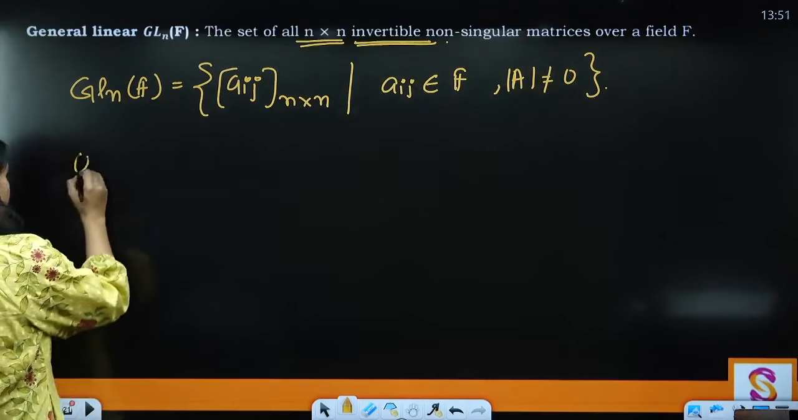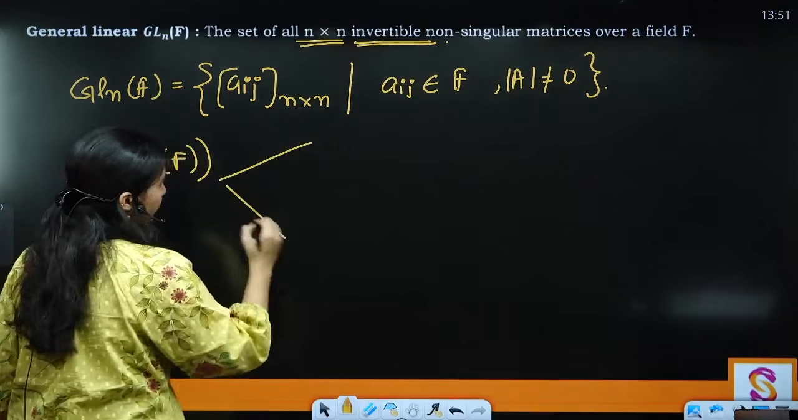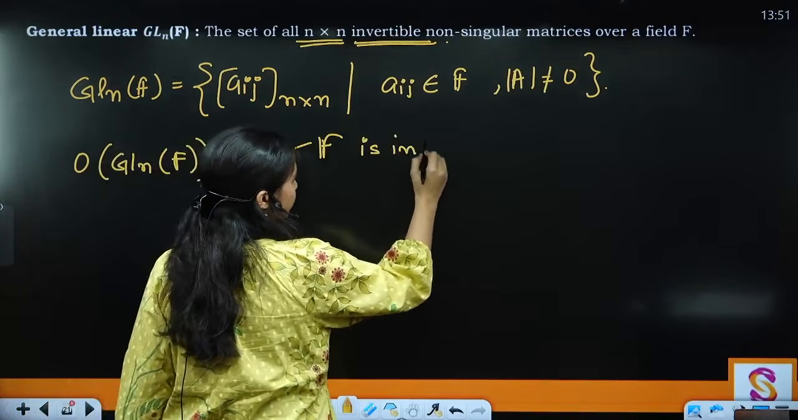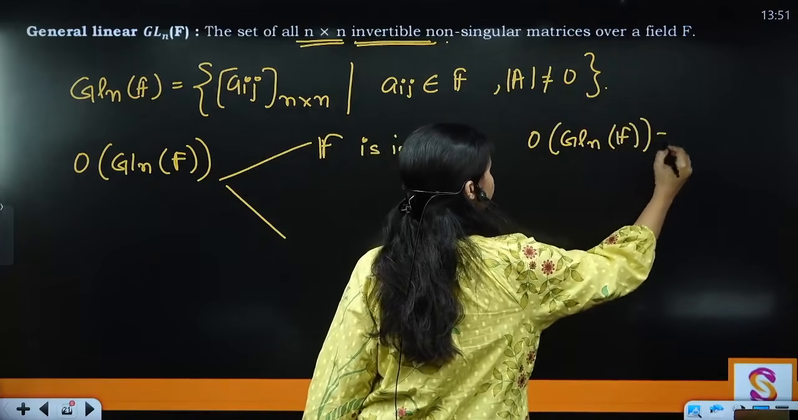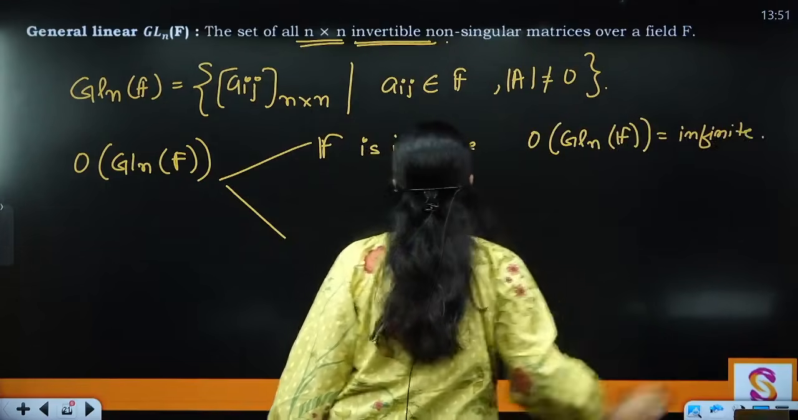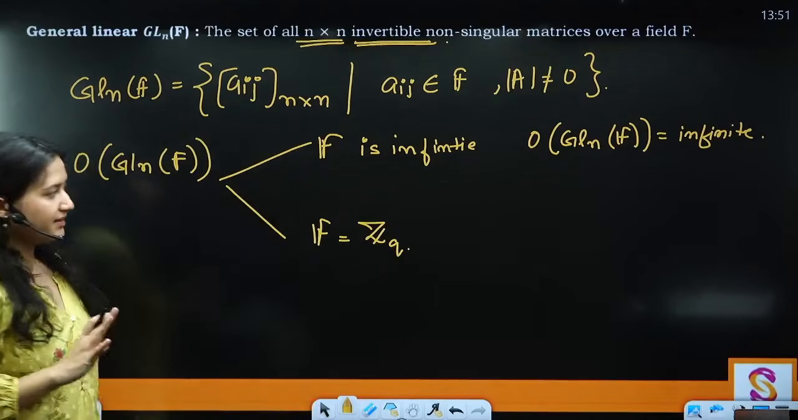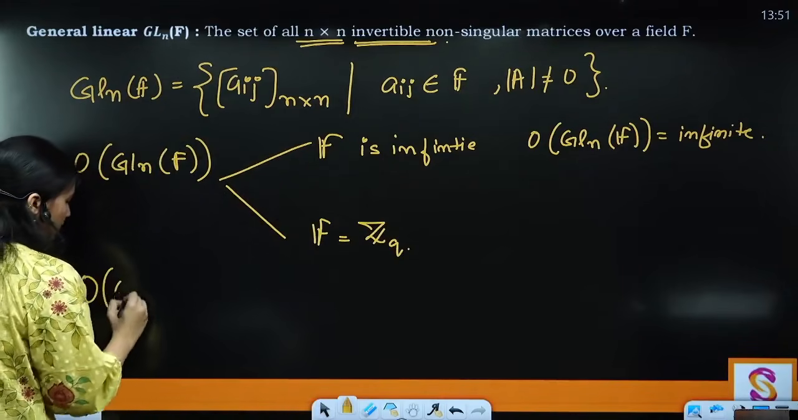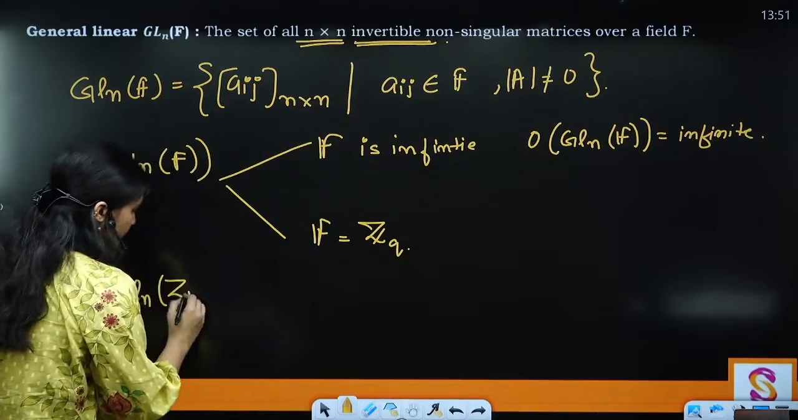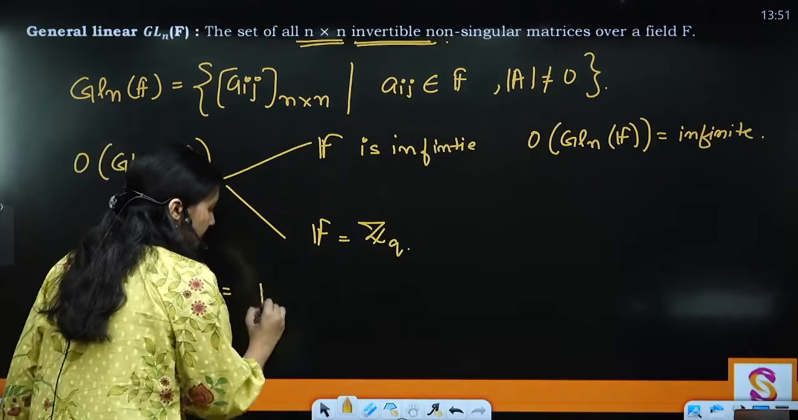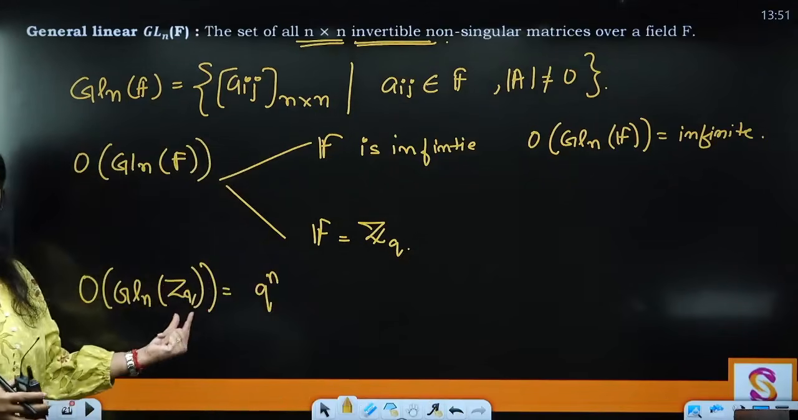Now, what is the order of the group? Order of GLNF depends on 2 factors. One, when F is infinite, the order of GLNF is also infinite, right? But when F is a finite field, then the formula for the order of GLNF when the field is finite becomes q raised to the power n, where q is the order of the field.